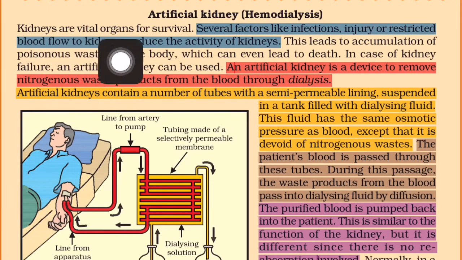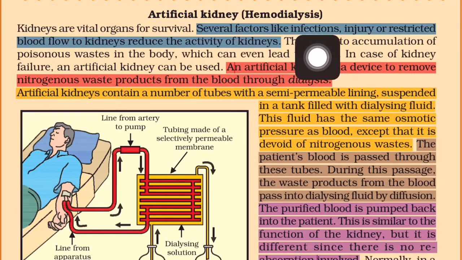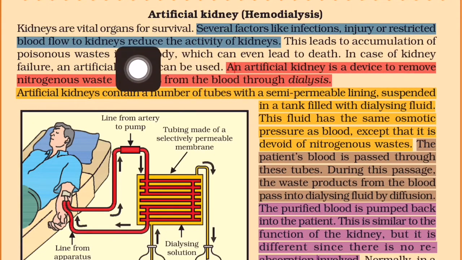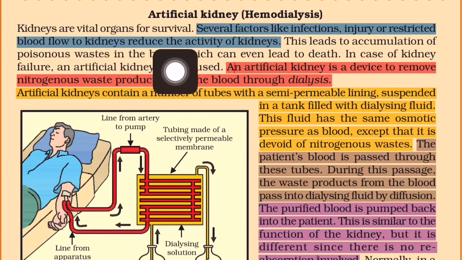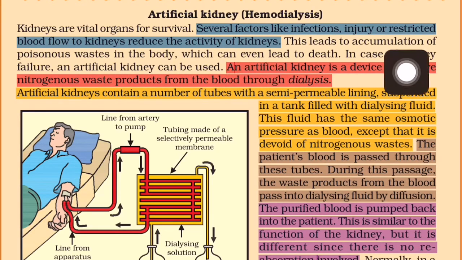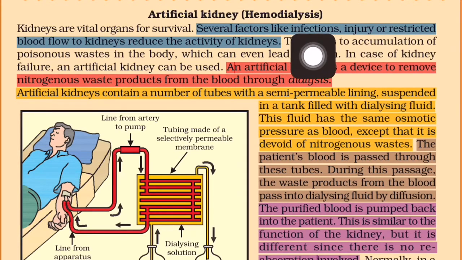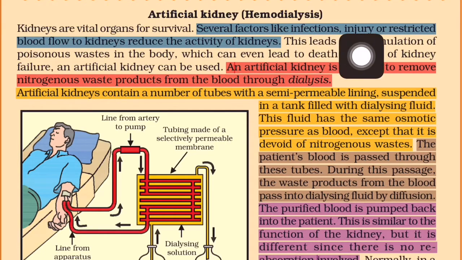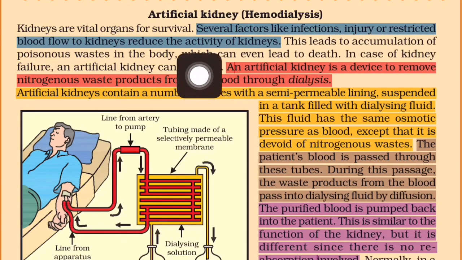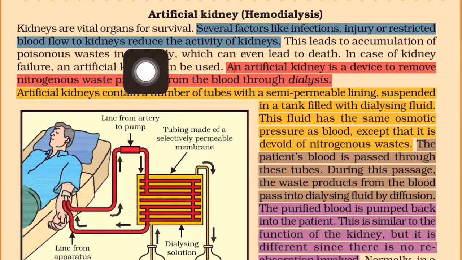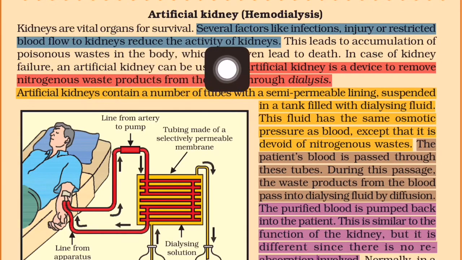Kidneys are vital organs for survival. That means without the kidney, nobody can survive. Several factors like infections, injury or restricted blood flow to kidneys reduce the activity of kidneys. That means the function of kidney may be reduced mainly by three factors. Number one is infection, so there may be infection in the kidney. Number two, injury. Number three, restricted blood flow.